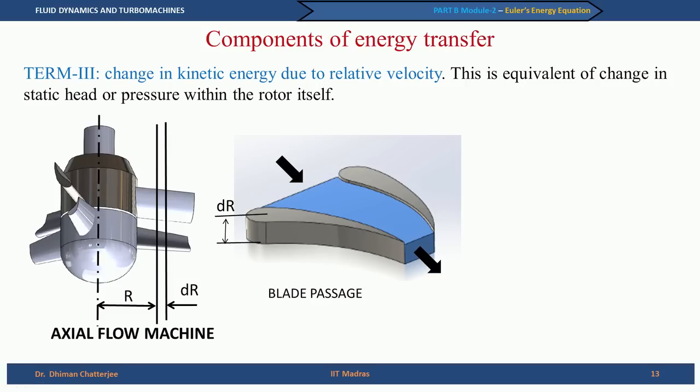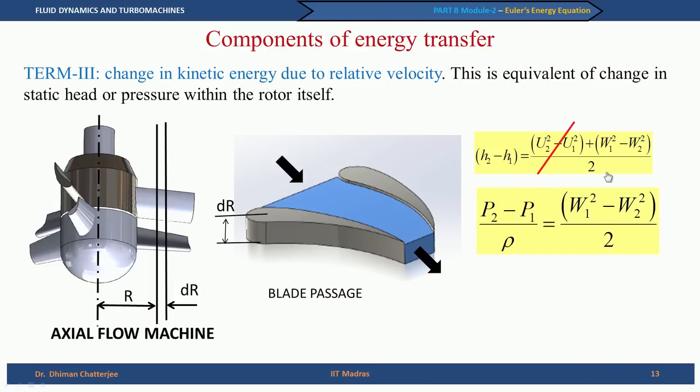U1 equals U2, and hence what is left is W1 and W2. From the mass conservation, we can say easily that the velocity at the outlet, given by this arrow, is more than the velocity at the inlet. And hence there is a change of W1 and W2, because this is a relative velocity. And we can say that in the absence of any contribution from U2 square minus U1 square, the static pressure change or the static enthalpy change is due to the change in relative velocity magnitudes. So, this also contributes to the pressure rise, or the pressure fall in case of a turbine.